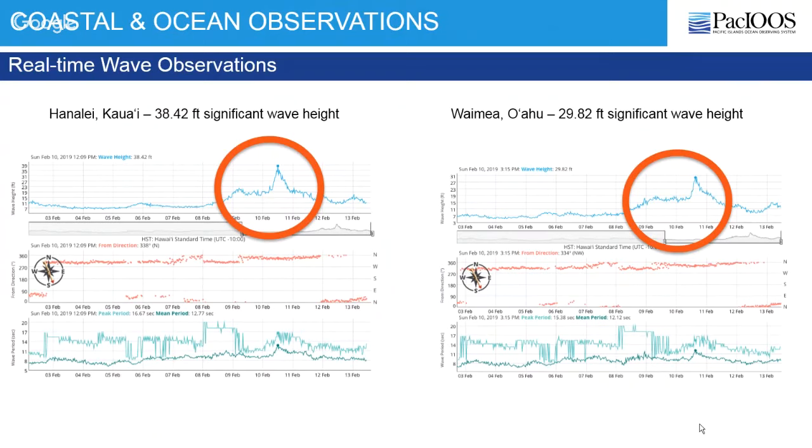I was on my phone, checking the buoys every half an hour to see how it's climbing up and getting bigger. And the cool thing too is that the storm was approaching from the north, so Hanalei, Kauai got it first. By the time Hanalei was reaching its peak, it wasn't quite there yet on Oahu. So Waimea was a little bit delayed, but you could tell it was also going up, reaching almost 30-foot significant wave height.